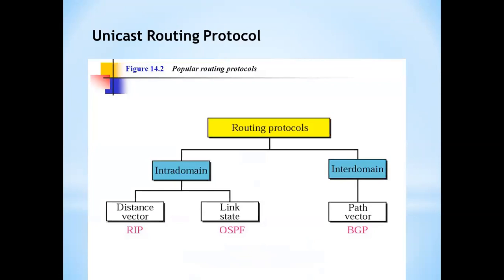The various unicast routing protocols are shown in the figure. The popular interior protocols are RIP, Routing Information Protocol, and OSPF, Open Shortest Path First, whereas the exterior protocol popularly used is BGP, Border Gateway Protocol. RIP and OSPF are updating the routing tables inside an AS, and BGP is updating the routing tables for the routers which join multiple ASs together.